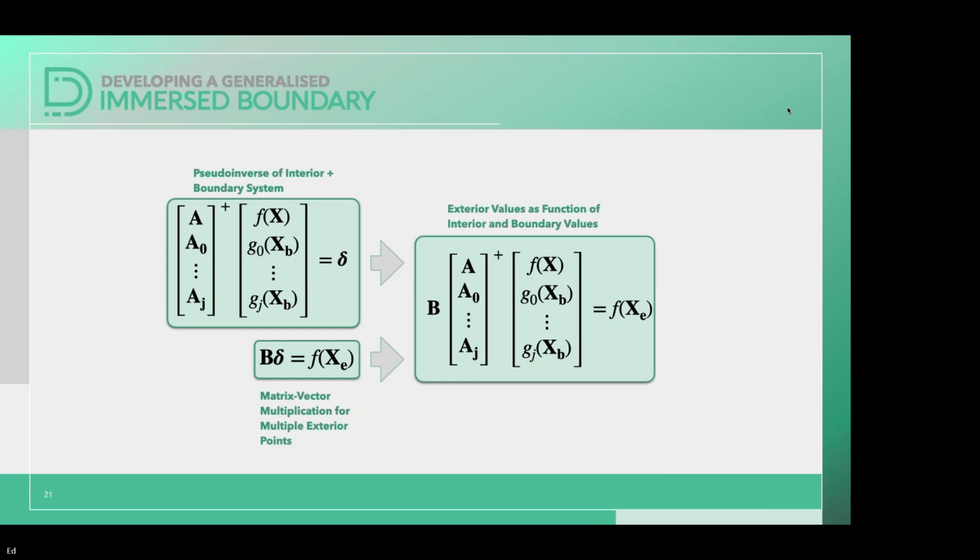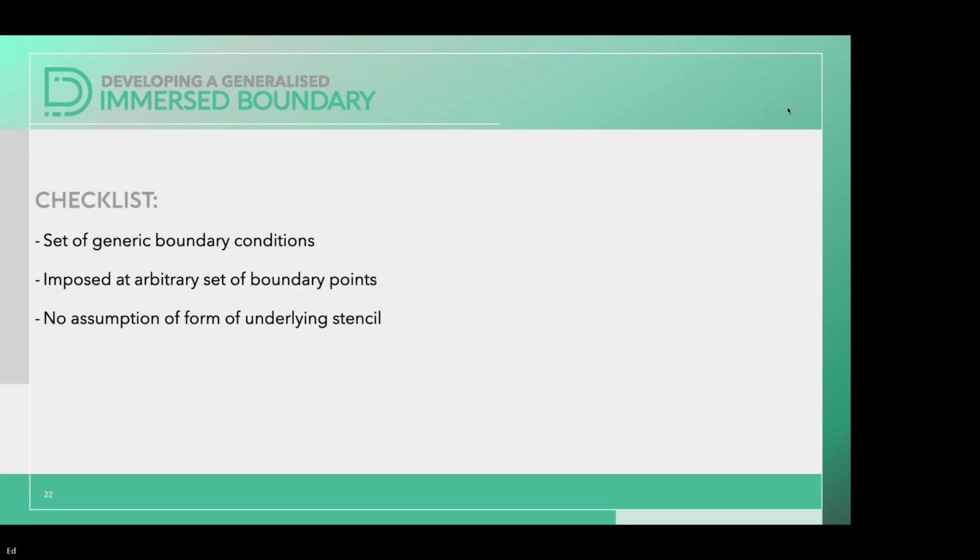And you'll notice that this is not specific to any particular boundary condition or geometry or anything like that. So this is one of the things: we have a set of generic boundary conditions, we have an arbitrary set of boundary points, and we make no real assumption of what our underlying stencil is. So we can essentially generalize this out very easily.